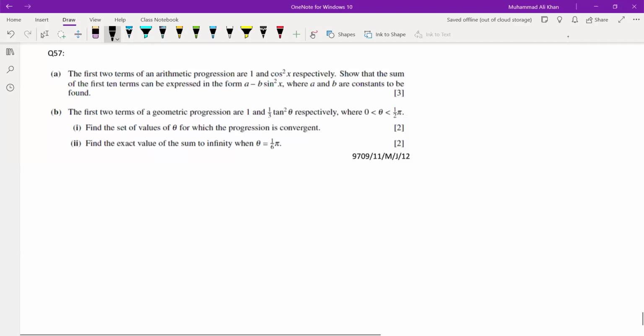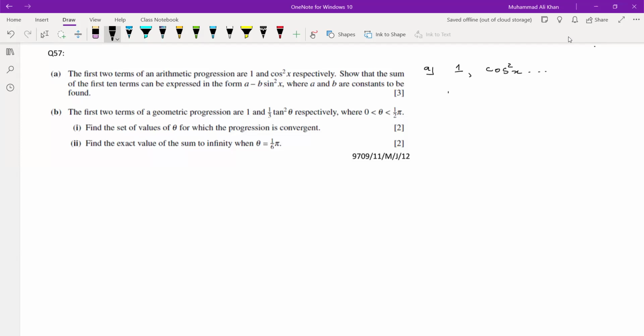Now, question number 57 is from May June 12th, paper 1-1. What we have in the first part: the first two terms of an arithmetic progression are 1 and cos square of x. Show that the sum of the first 10 terms can be expressed in this form. We have to calculate the sum of the first 10 terms.